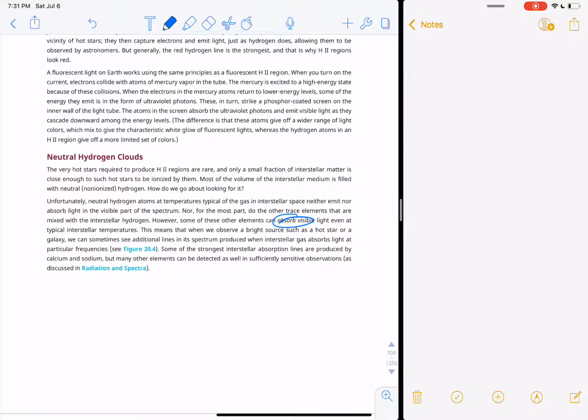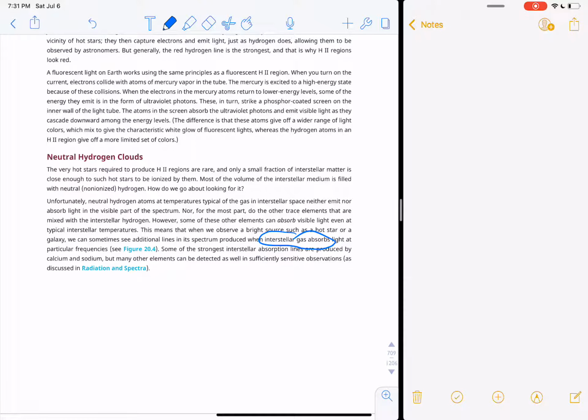But by looking at the absorption spectra, we might be able to see some evidence of this stuff. So this is talking about how if you have gas in between you and a bright object, you might be able to see absorption lines being stolen by the gas that's in between the stars. So this is a diagram of that.